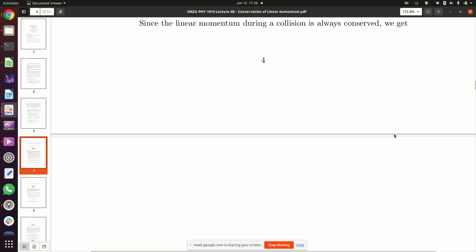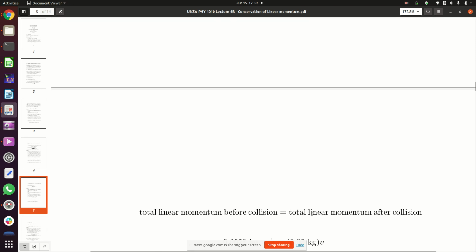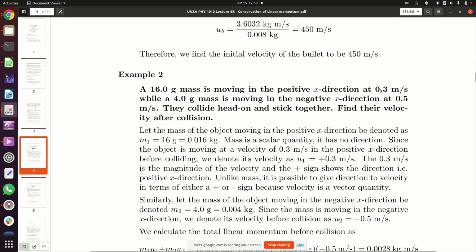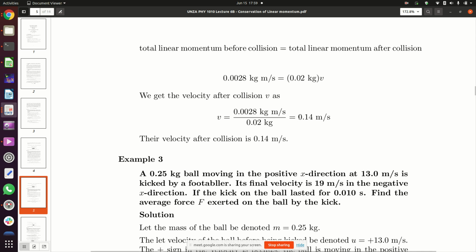But when you look at the size of the velocity, you see that the velocity reduces. It becomes 0.14. It reduces by slightly more than half for the first object, the bigger object. The bigger object was moving at 0.3 meters per second, but after collision, it ends up moving with 0.14, which is about half the velocity it had before. So this is something to notice here.